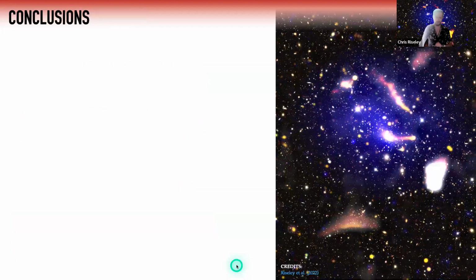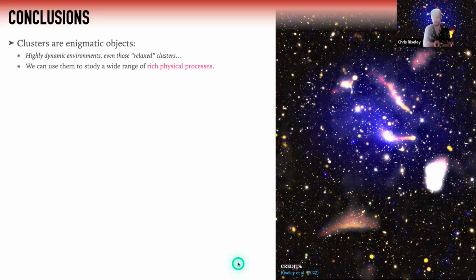So wrapping up to give people time for questions. Clusters are highly enigmatic objects. I'm drawing big picture conclusions here. We're performing the MeerKAT Meets LOFAR mini halo census. I'm studying individual clusters in rich detail using multi-wavelength data. Even those relaxed clusters have a lot going on. These are highly dynamic environments that we can use to study a wide range of physical processes.